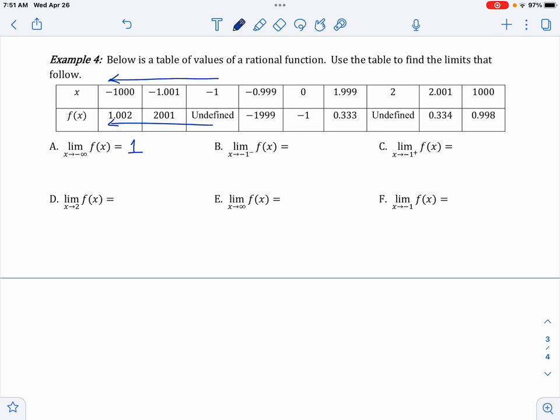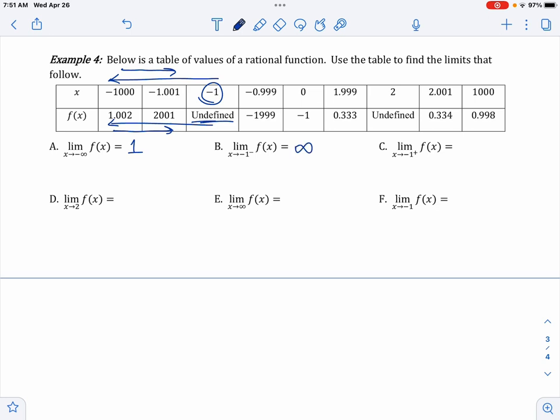The limit as x approaches negative 1 from the left. So here's negative 1. I'm going to approach it from the left. So I'm looking at these values. So 1.002, 2001. So notice they're getting very, very big, and then it goes to undefined. So there's an asymptote there. So I'm approaching positive infinity.